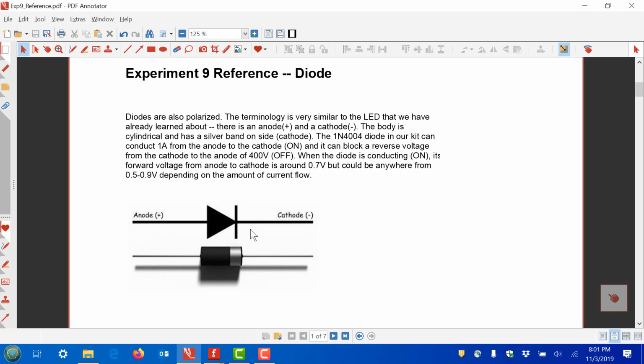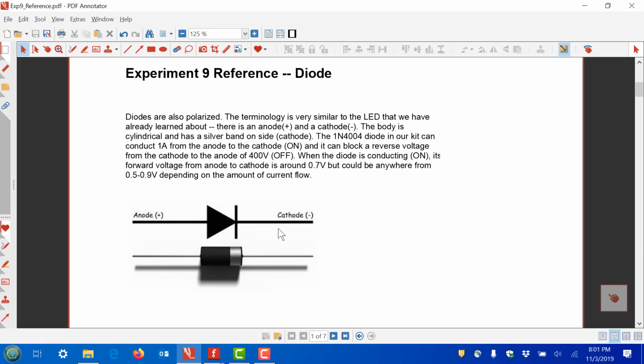The particular model that we're using is called a 1N4004, and this device will conduct 1 amp in the forward direction from the anode to the cathode, and it will block current from flowing in the other direction from the cathode to the anode. In blocking, it can block reverse voltage from the cathode to the anode to a level of 400 volts. So it can block 400 volts. And when a diode conducts in the forward direction, there is a small voltage drop from the anode to the cathode of between 0.5 and 0.9 volts. We typically take that to be about 0.7 volts.